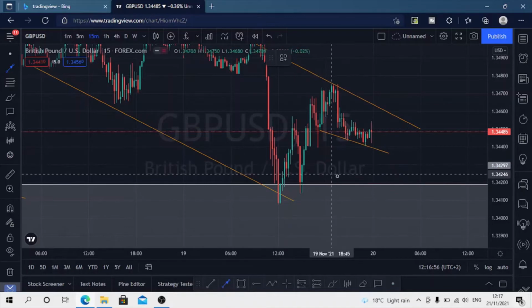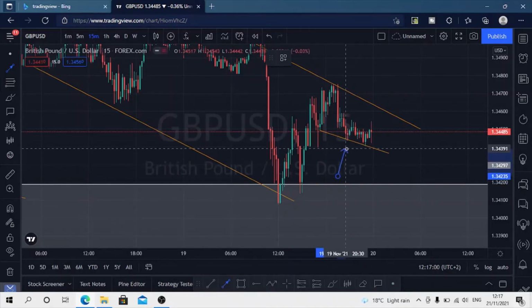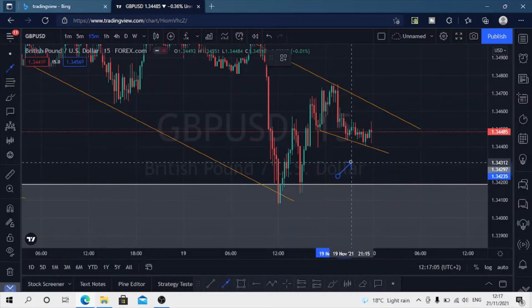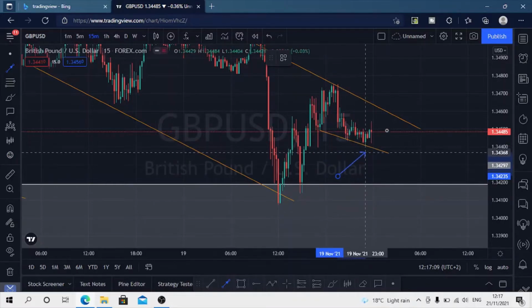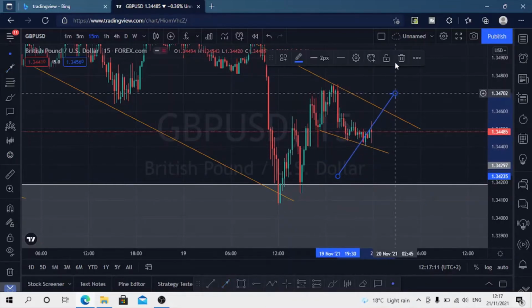We are looking at a nice rejection over here, and a rejection over here. We're seeing a first touch, second touch, third touch happening right over here. Our first touch, our second touch, and our third touch. What does that mean? The price wants to shoot towards the upside in the long run.